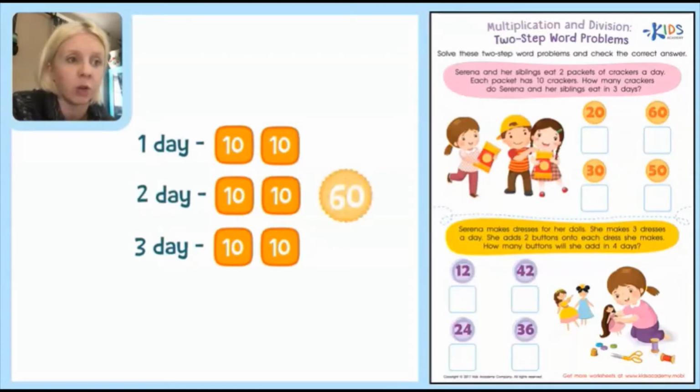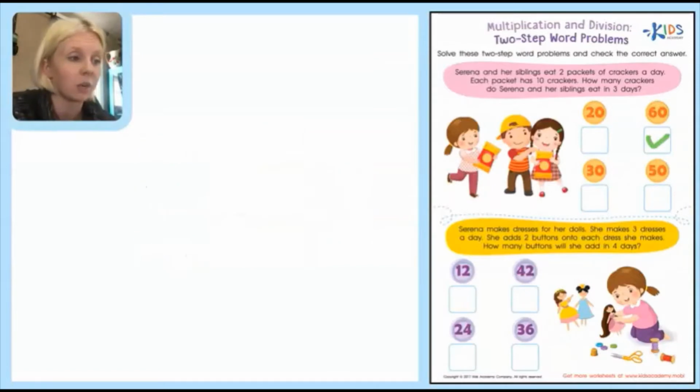Oh my goodness. So let's come over here. Do we see it? There it is. There's 60 crackers. So I'm going to put a check right there next to that one. That is the correct answer. Let's go down to the next one. Great job on that first one.